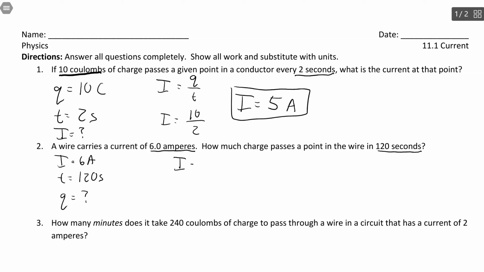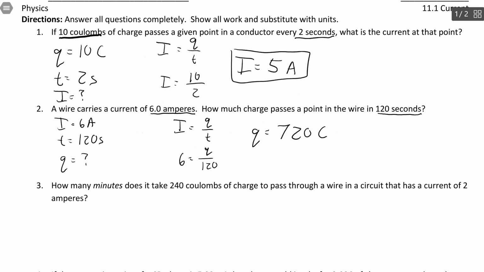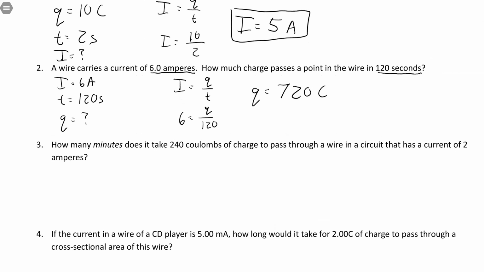So I is equal to Q over T. 6 is equal to Q over 120. You cross multiply and you get Q is equal to 720 coulombs of charge.